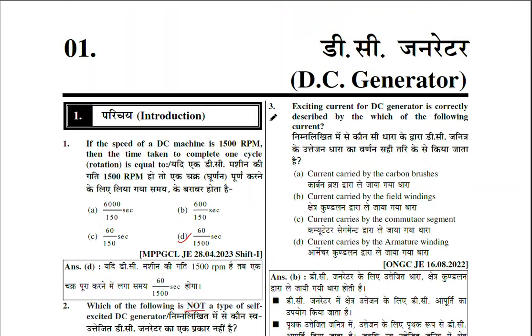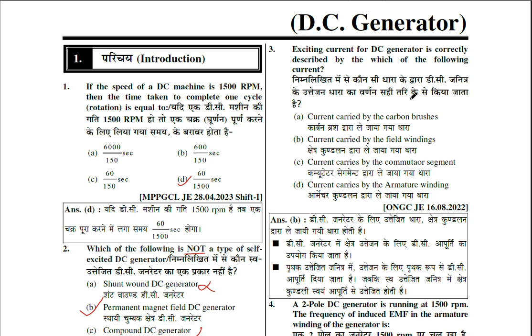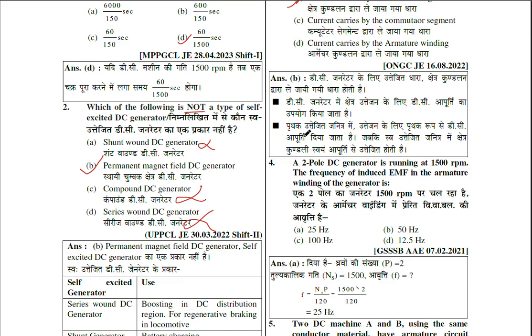Coming to question number 3: the exciting current for a DC generator is described by which of the following currents? The exciting current means the field current. So simply option B is the correct answer, that is the current carried by the field windings.